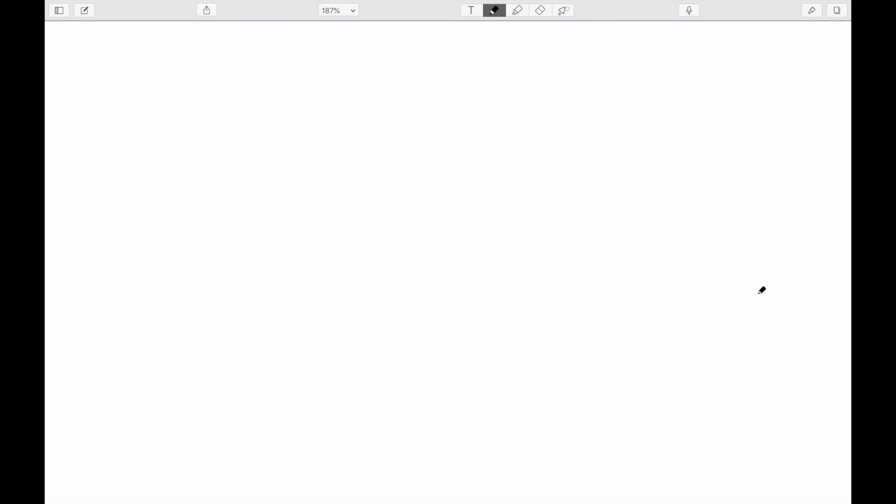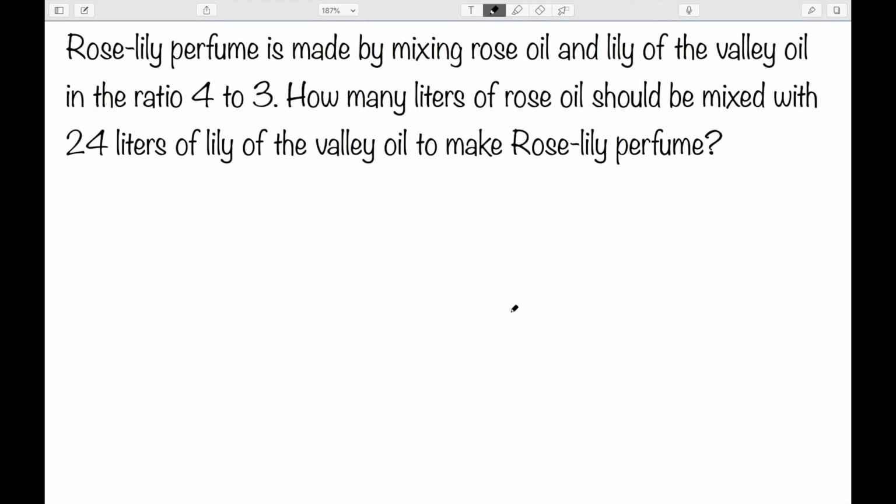We can also use strip diagrams to reason about quantities. So let's consider an example of this. Rose lily perfume is made by mixing rose oil and lily of the valley oil in a ratio of 4:3. So we want to know how many liters of rose oil should be mixed with 24 liters of lily of the valley oil to make rose lily perfume.